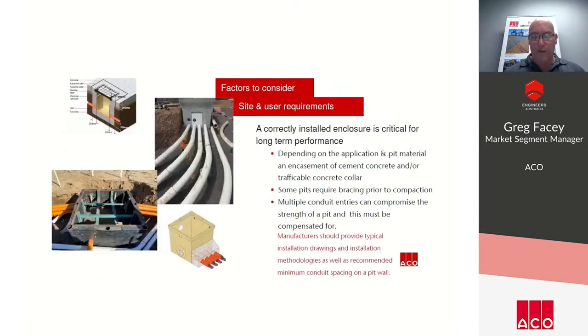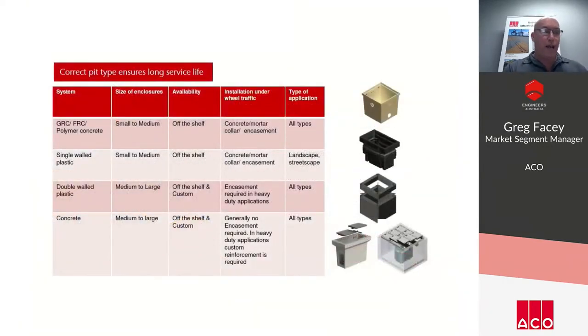So once an appropriate location for a cable enclosure is determined and the conduit installed, preparations can be made for digging an enclosure installation. If you need to remove a full wall of a pit to install multiple conduits, you probably need to start to look at a larger pit to retain a portion of the wall. Designers and contractors must observe the regulations and codes of practice legislated by the Electrical Safety Act and refer to manufacturers' standard installation drawings for guidance. And manufacturers should be able to provide those typical installation drawings and installation methodologies, as well as recommended minimum conduit spacing on pit walls.